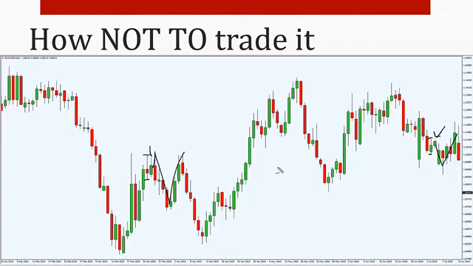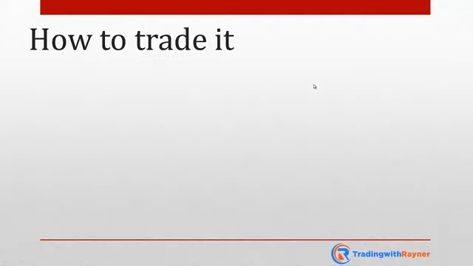Okay? So now you're wondering, okay, Rainer, I shouldn't trade this in a range. So when should I trade it? And this brings me to my next point. You should trade the inside bar based on these two market conditions. This is something that I find to be reliable and useful. So let me share it with you.